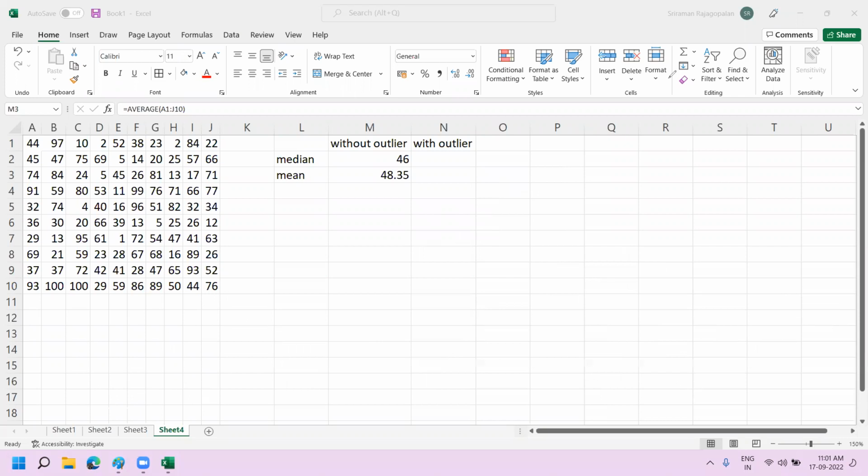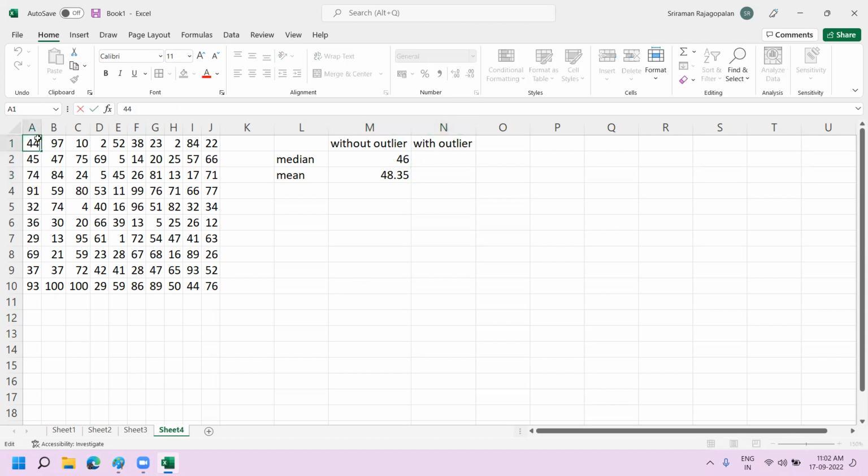So now we don't have to worry about all these calculations. This is just for your understanding how it is done. So without outlier, the median is 46, mean is 48.35. You can see the difference in the two values. Now with outlier, so let me change this to 46, 48.35.